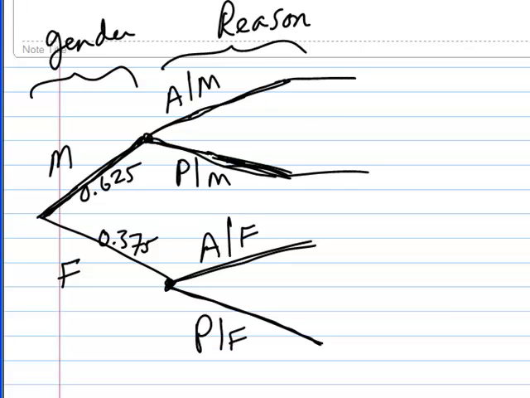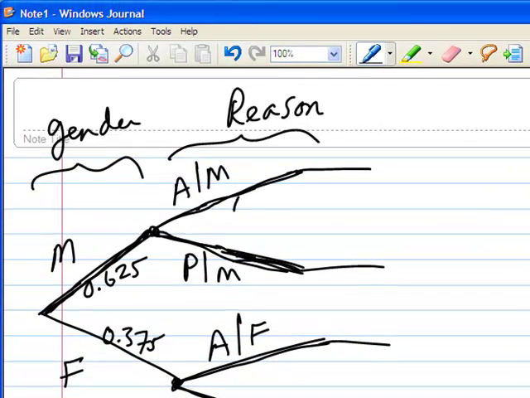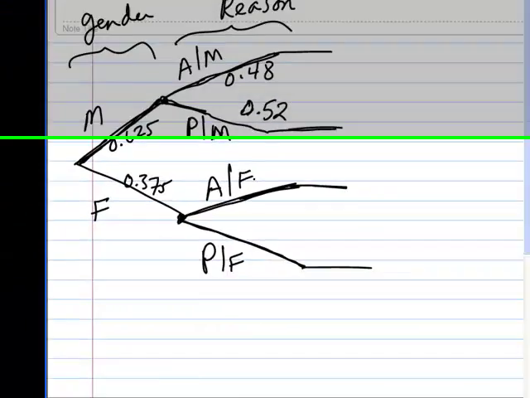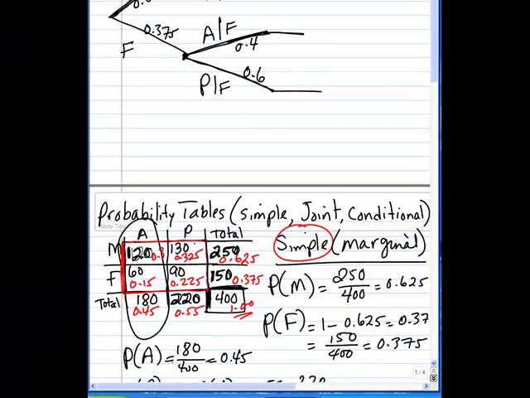Now we've computed these probabilities right here already from our table that I showed you before. And those are A given M is 0.48, and this will have to be 0.52. Even if I had not computed it, this would have to be 0.52 because of the complementary nature of them. And over here, A given F is 0.4, and so this will have to be 0.6.